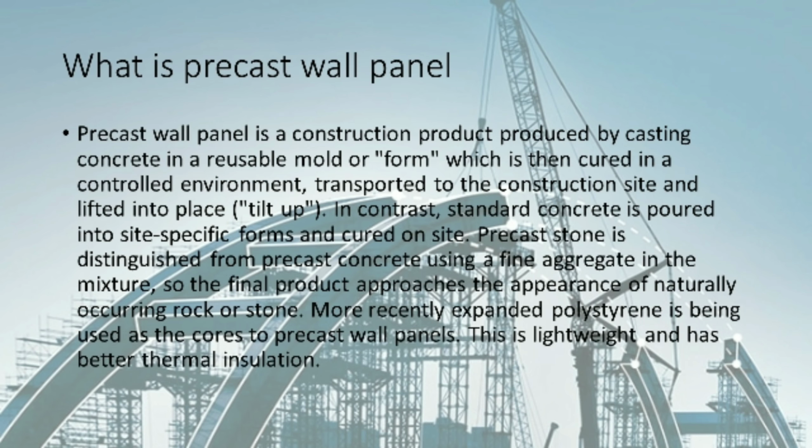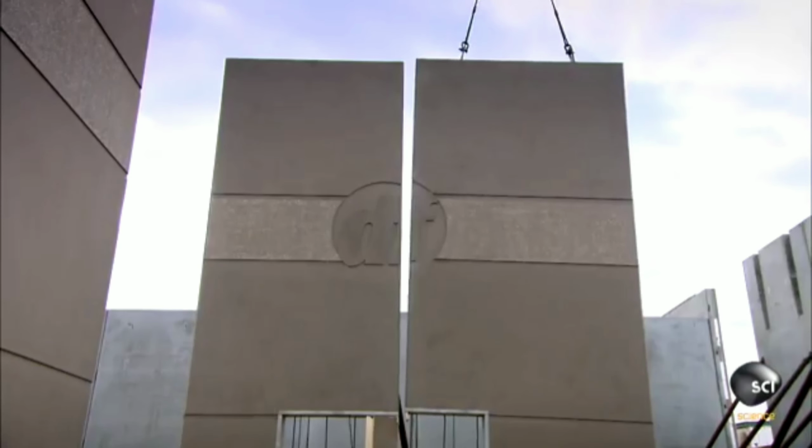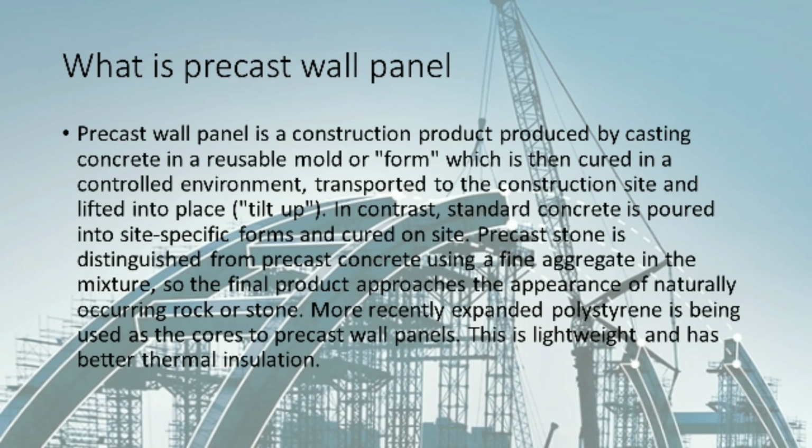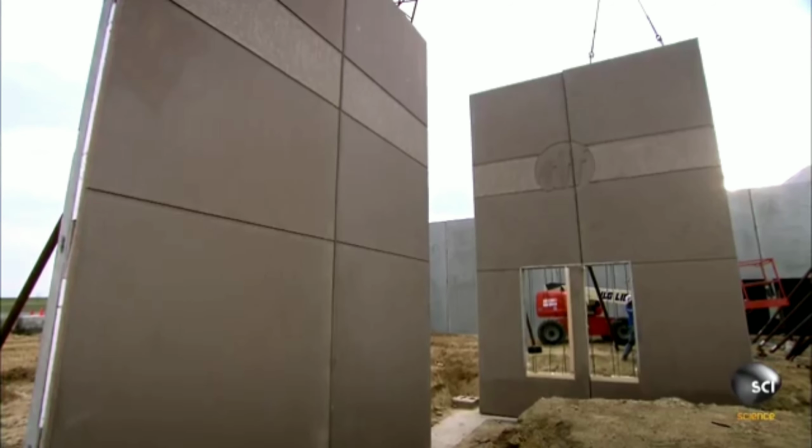So what is precast wall panel? Precast wall panel is a construction product produced by casting concrete in a reusable mold or form, which is then cured in a controlled environment, transported to the construction site and lifted into place. In contrast, standard concrete is poured into site-specific forms and cured on-site.